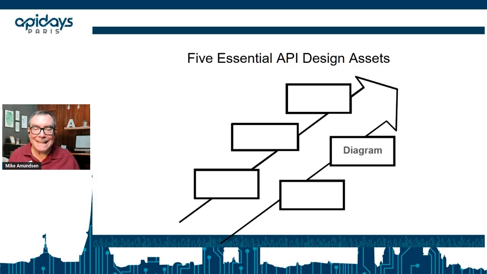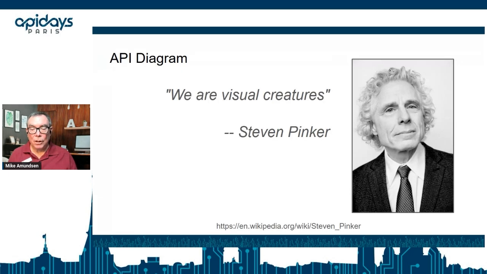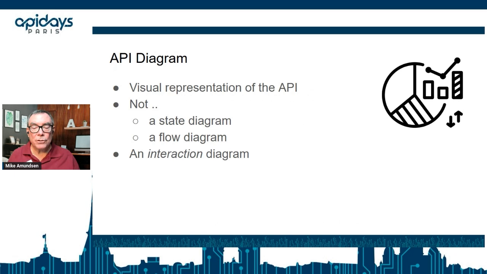So let's talk about the next item in our list, diagrams. We are visual creatures, says Steven Pinker. Our brains are wired to pictures. In fact, there are some brain studies that say when we're looking at a list of information, we don't actually store the list. We take a picture and store a picture of the list and access that list at some other time. So we're visual creatures. We need a visual representation of that API.